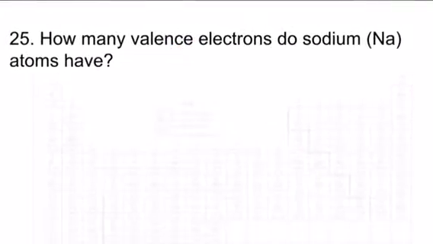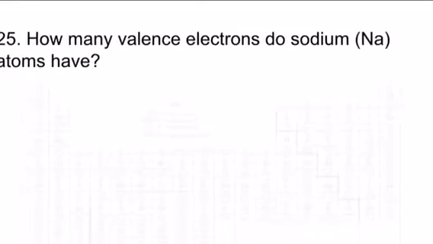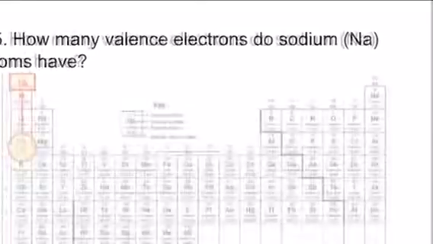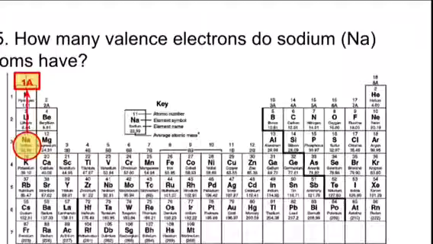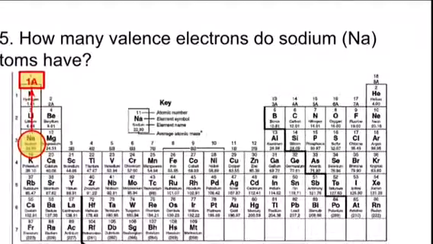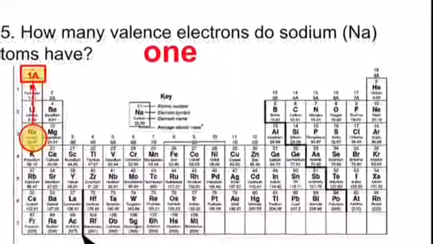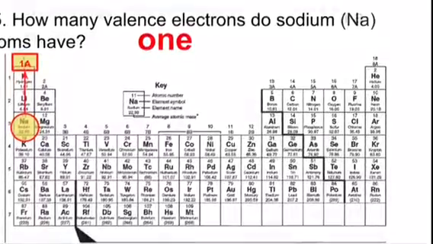Question 25, how many valence electrons do sodium atoms have? So again, looking where it is on the periodic table, we can see sodium is in column 1A. By being in column 1A, it tells us it has 1 valence electron.